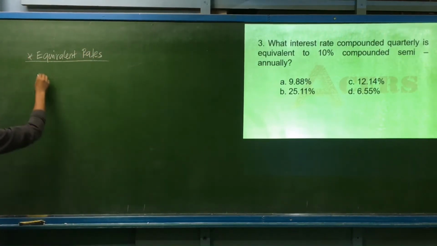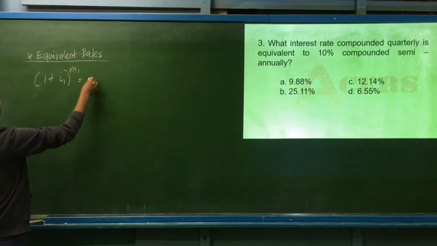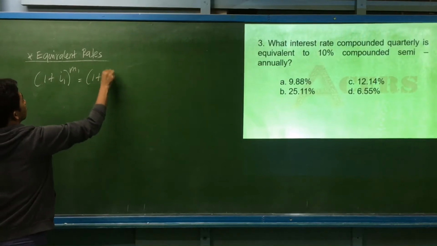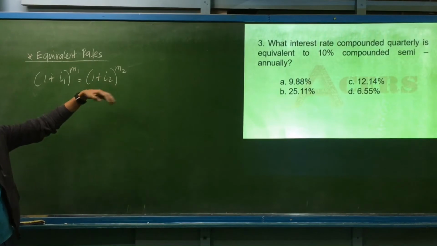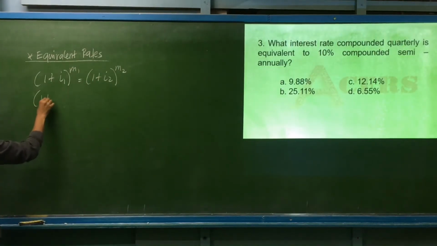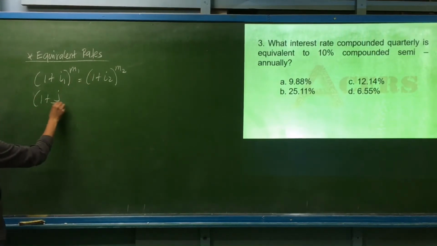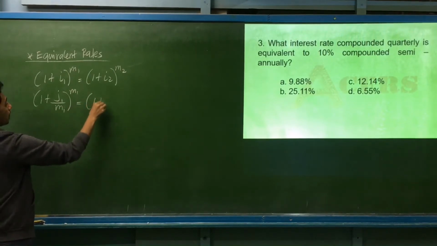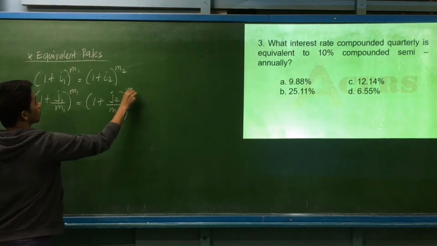For equivalent rates, we have (1 + i1)^m1 = (1 + i2)^m2. So if you have it quarterly, then you can have it as semi-annually. This is the same as, if we have a compounding other than annually, (1 + j1/m1)^m1 = (1 + j2/m2)^m2.